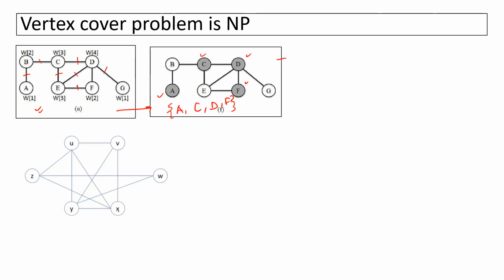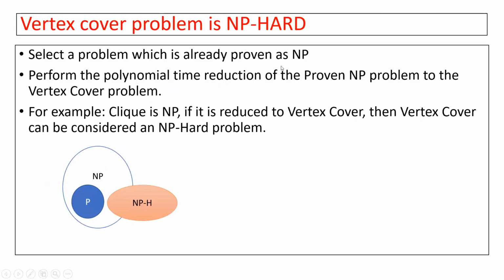We are not talking about an optimized vertex cover here. We are just talking about a plain vertex cover. So how to prove vertex cover is NP-hard? It is very simple.